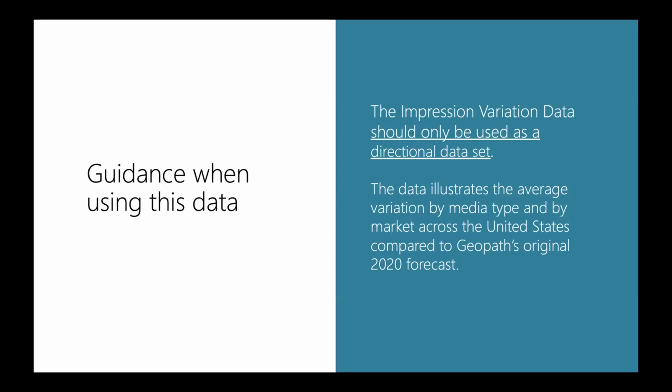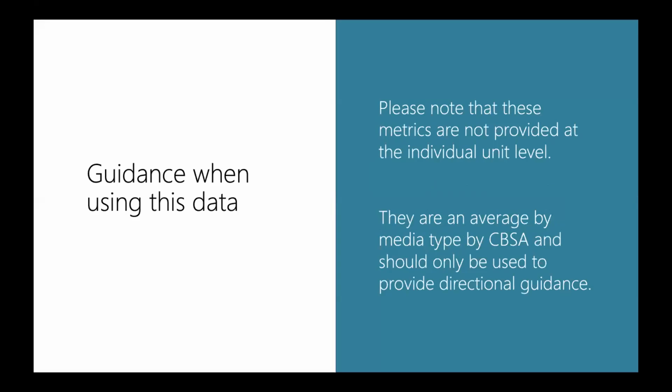And so this is more of a directional data set. I know there's the temptation to want to apply it to individual units or plans, but the intended use is as a directional data set, because the data illustrates the average variation by media type and by market across the US compared to Geopath's original 2020 forecast, as it says here. It is not provided at the individual unit level. These are averages by media type, by CBSA, and should be used as such to provide directional guidance.